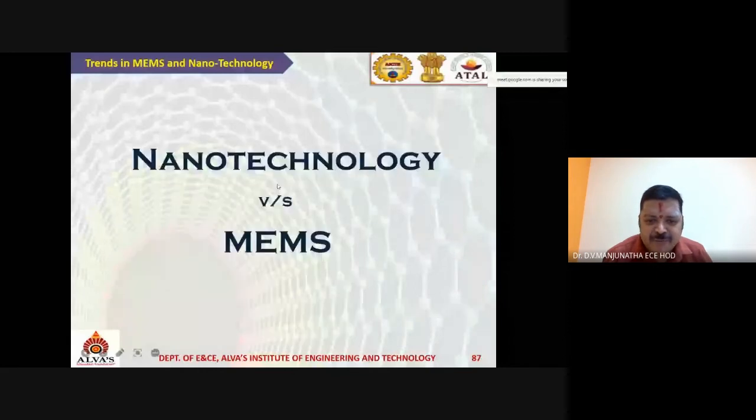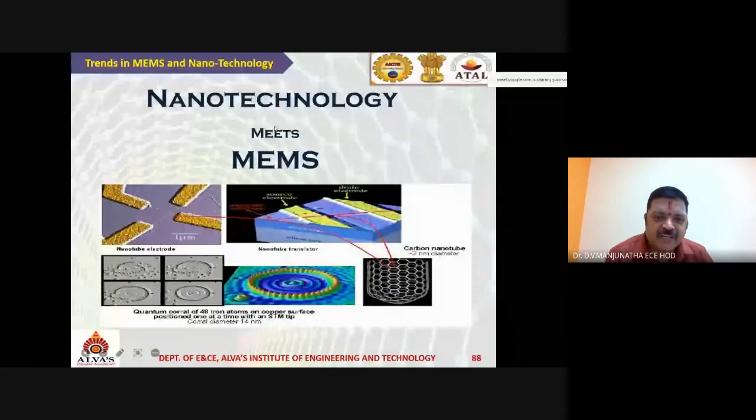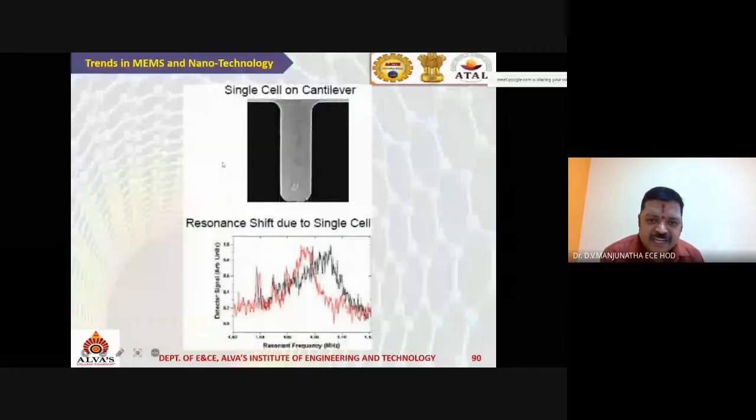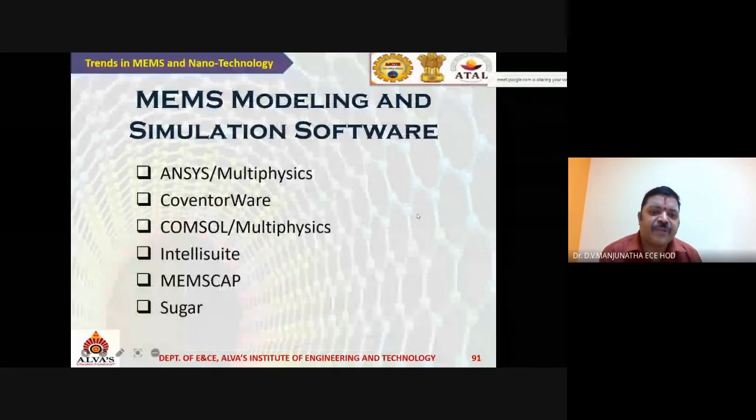Nanotechnology meets MEMS, right? Nano cantilevers are coming up in nanotechnology. People are using those to again shrink the size. A single cell on a cantilever: at the cell level, you can deal with the resonance shift due to a single cell, right?